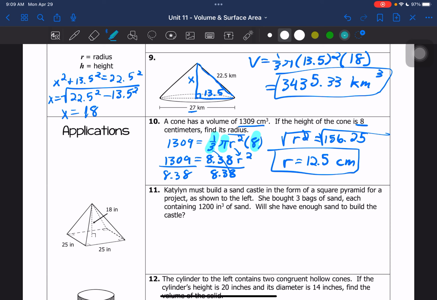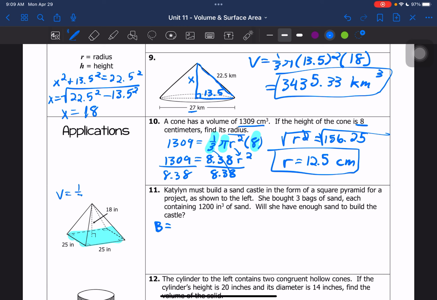So she wants to build a sandcastle and have it be a solid, so filled up with sand, basically. And anytime that you're thinking of building something or filling it up, you want to think about the volume. So let's start by finding the volume of this pyramid on the left. And it looks like it's a square pyramid because the base here is a 25 by 25 square. So we can start by finding the area of the base.